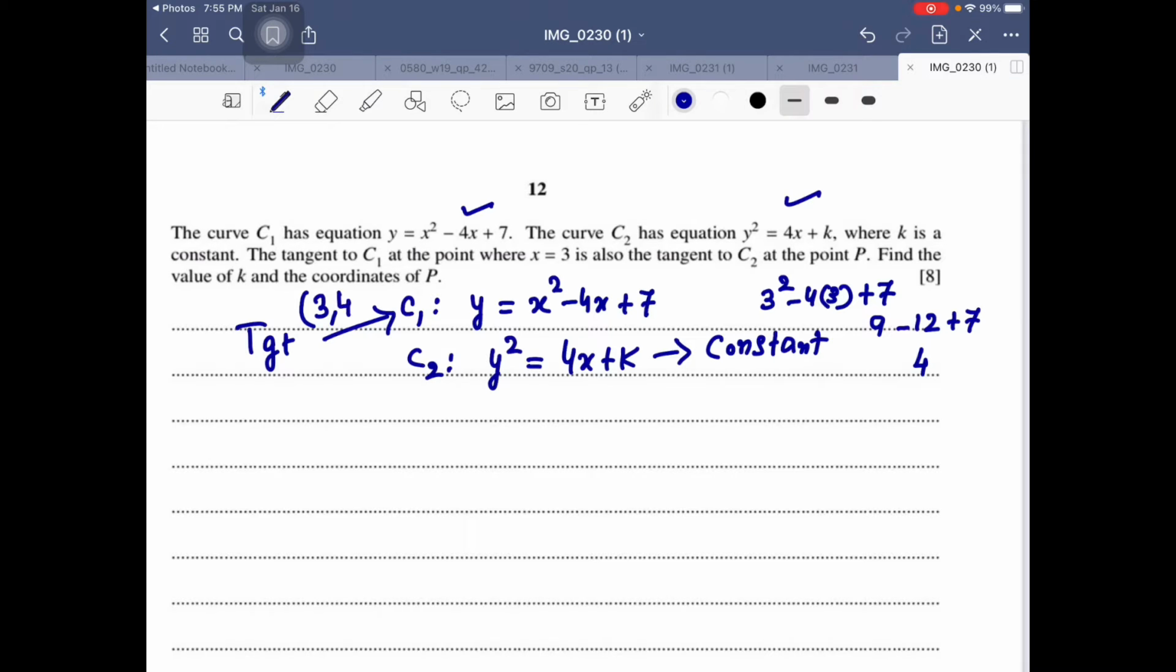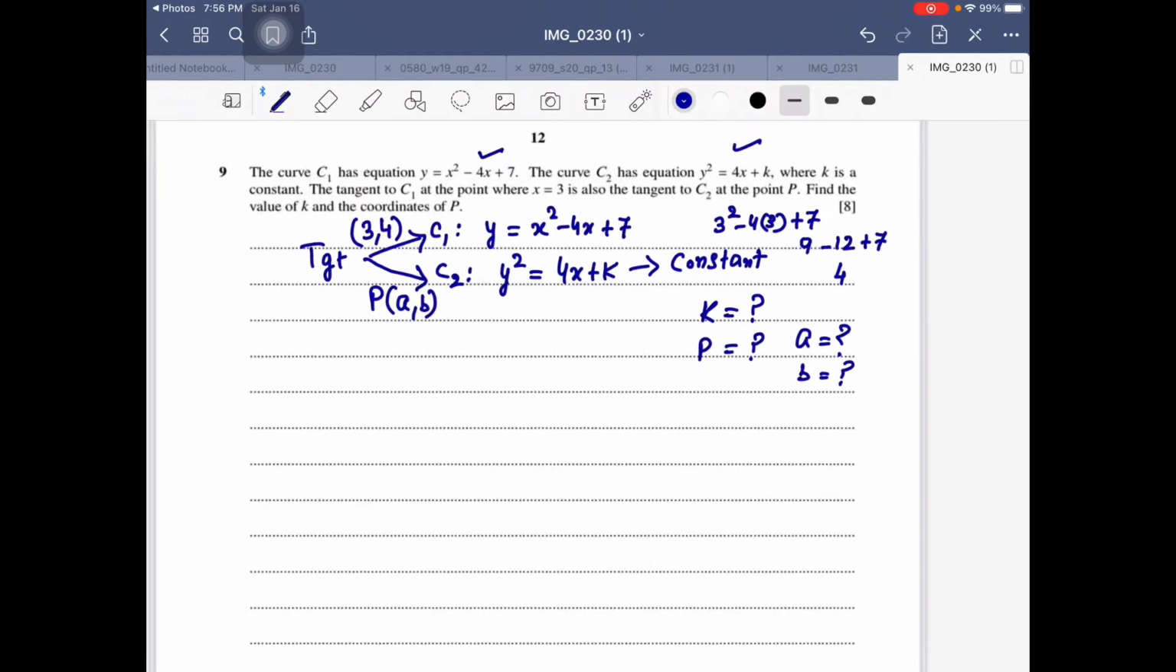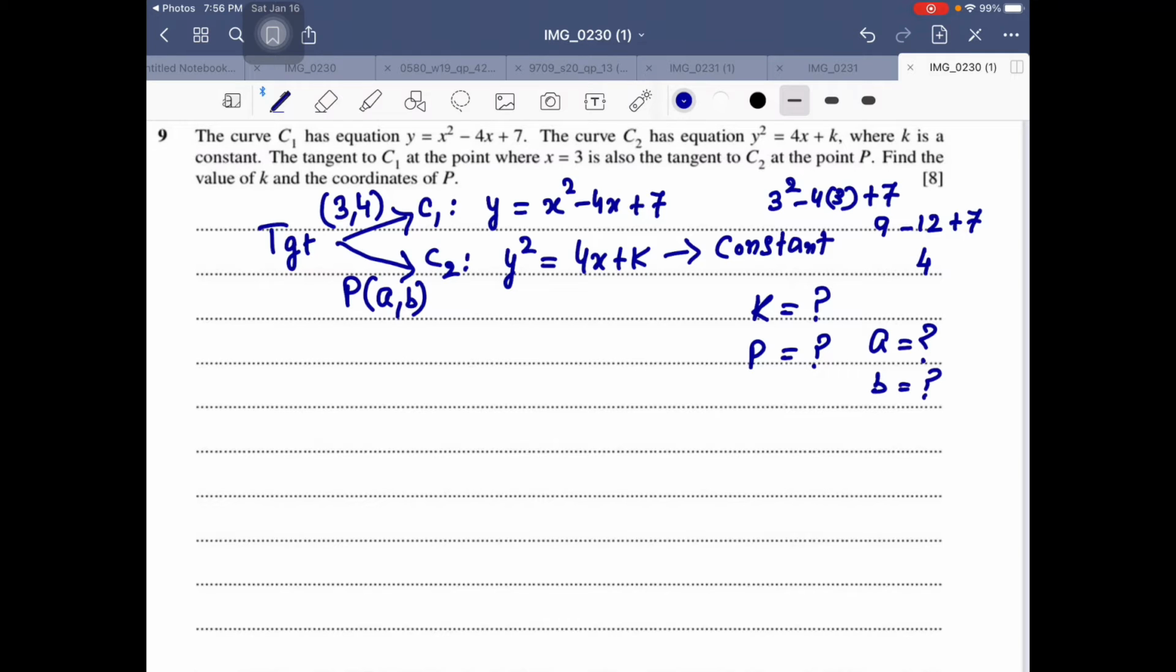So the tangent to curve C1 at the point (3, 4) is also tangent to curve C2, but not at the point (3, 4). It touches at another point P, which we call (a, b). We don't know the coordinates of point P. The question is to find the value of k. So we have to find the value of k and point P, which means finding the coordinates a and b. So that's the target. Let's start doing it.